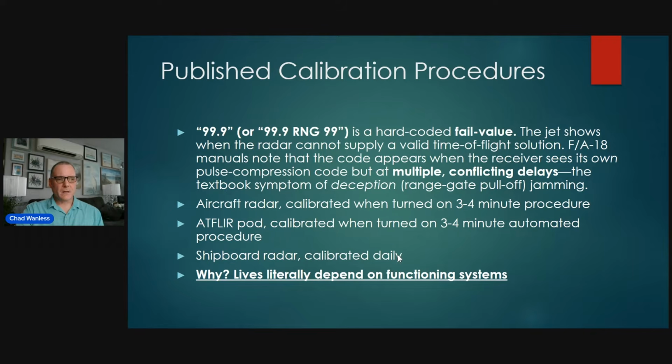So, how does calibration work within the Navy? Aircraft radar is calibrated when it's turned on. It takes 2 or 3 minutes when the aircraft is turned on. The ATFLIR pods are calibrated every time they're turned on. Shipboard radar is calibrated daily, multiple times a day. Why? Because people's lives literally depend on these functioning systems. If radars don't work, people are not going to make their way back to the aircraft carrier, and they will have to ditch at sea, or some other catastrophic event could occur.